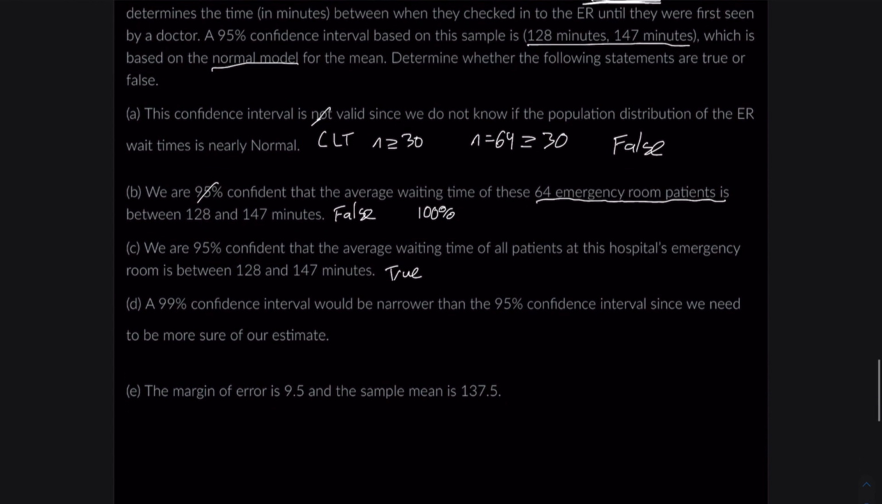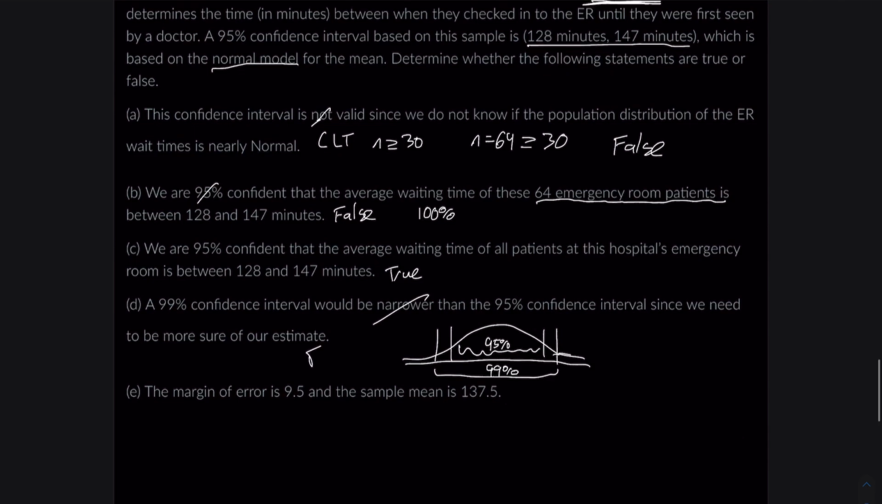All right, so part D says a 99% confidence interval would be narrower than the 95% confidence interval, since we need to be more sure of our estimate. So a 99% confidence interval, right? If you think about it, I'm just going to draw a quick normal graph. So let's say a 95% confidence interval is right here. So 95% would be between these two. And then if we need a 99% confidence interval, which means we need more area between our cutoff points, that would be a 99% would be right there, right? About right there. That's just an estimate. So 99% would be wider than a 95% confidence interval.